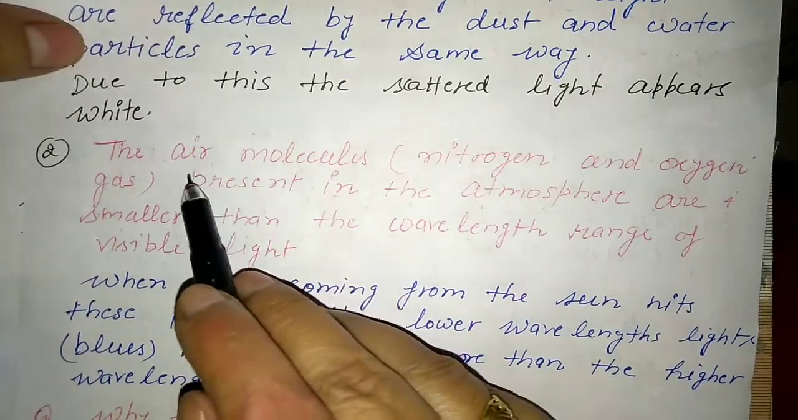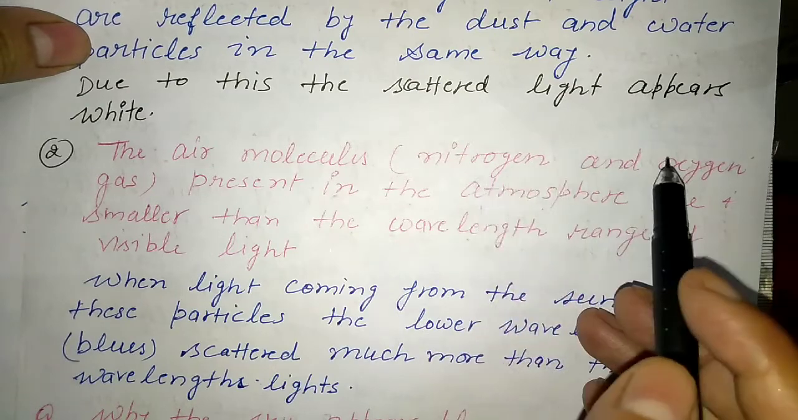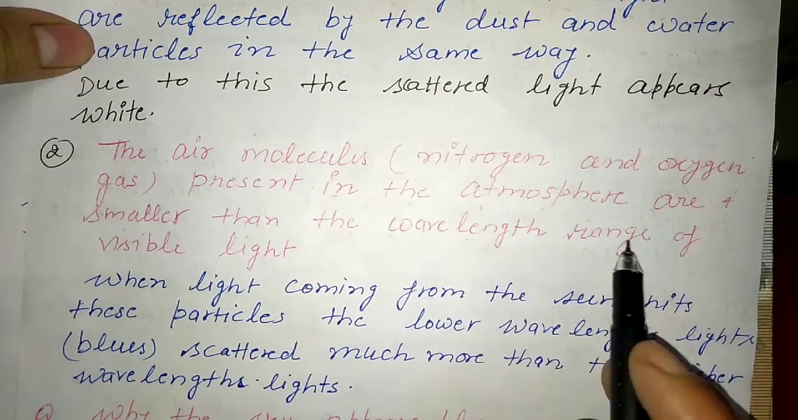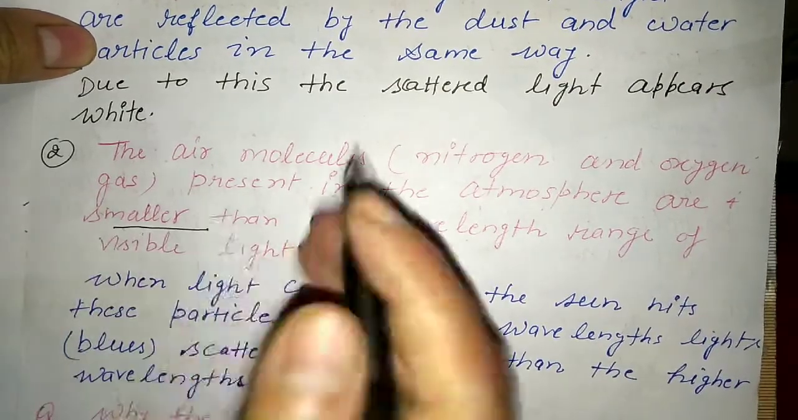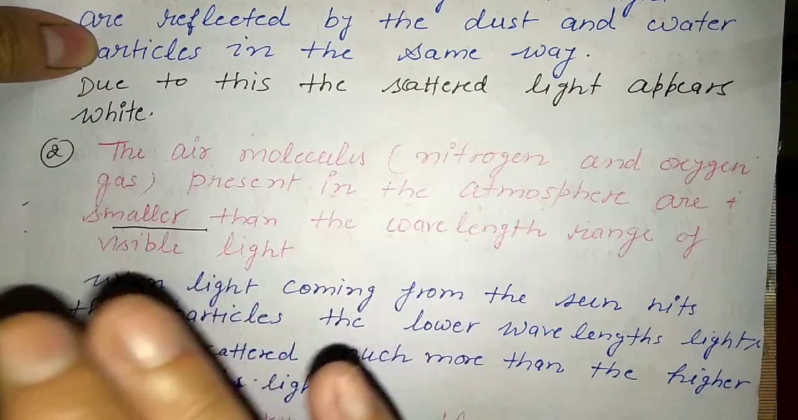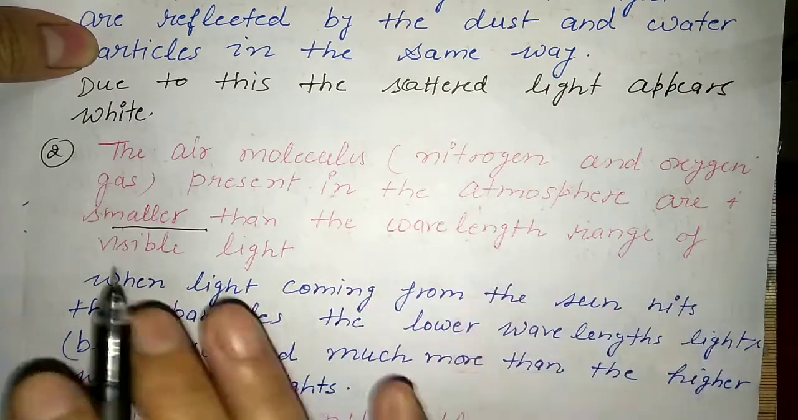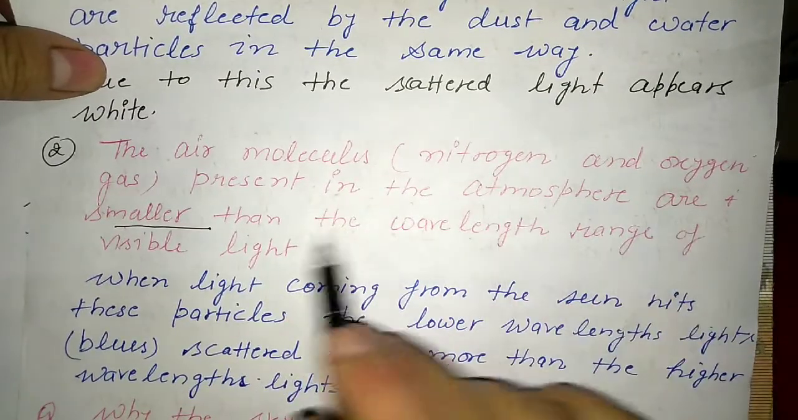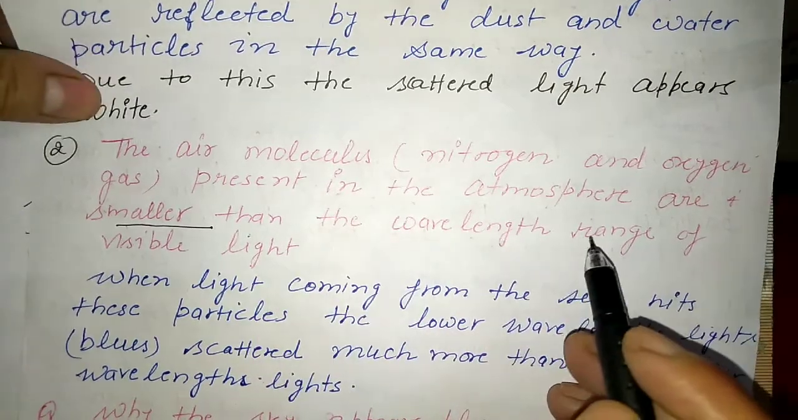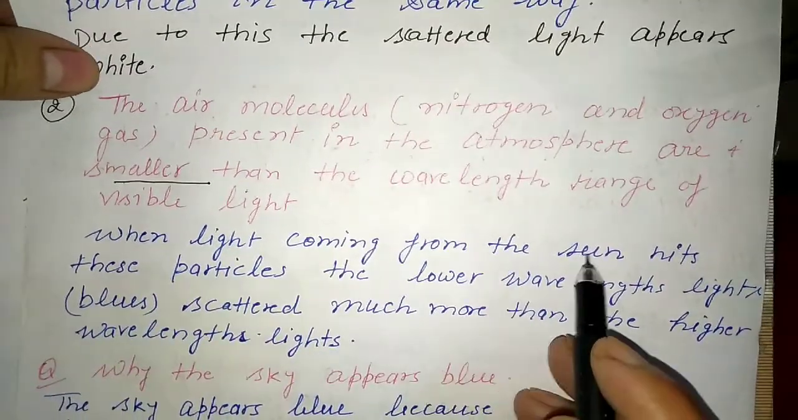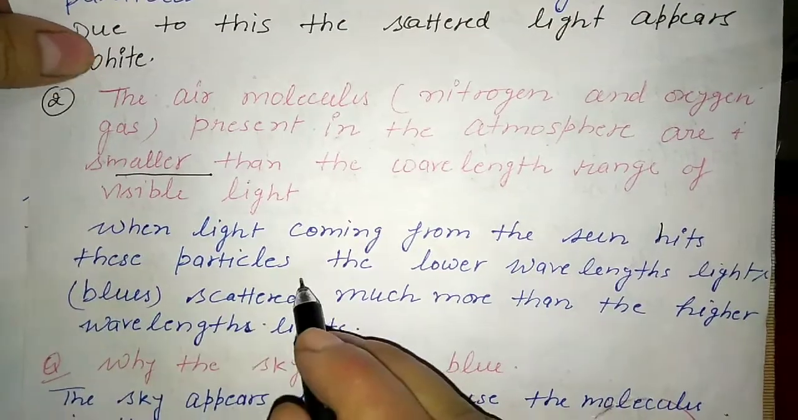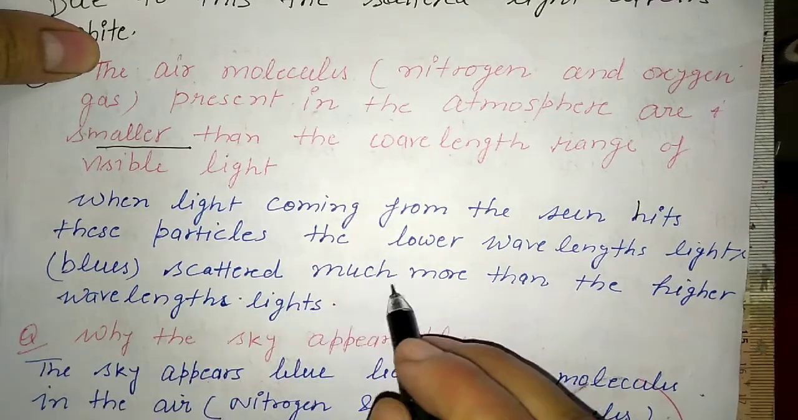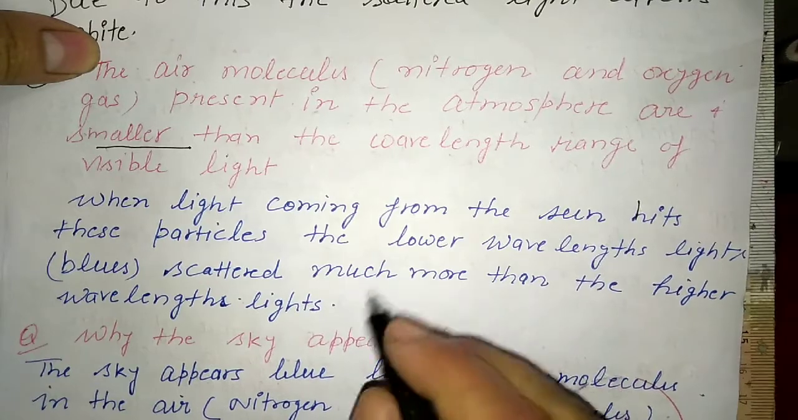The second thing is that the air molecules, the nitrogen and oxygen gas present in the atmosphere, are smaller than the wavelength range of visible light. In the first point, the particles were larger than the wavelength range of visible light; these are smaller. So when light coming from the sun hits these particles, the lower wavelength light, that is blue, is scattered much more than the higher wavelength light, that is red.